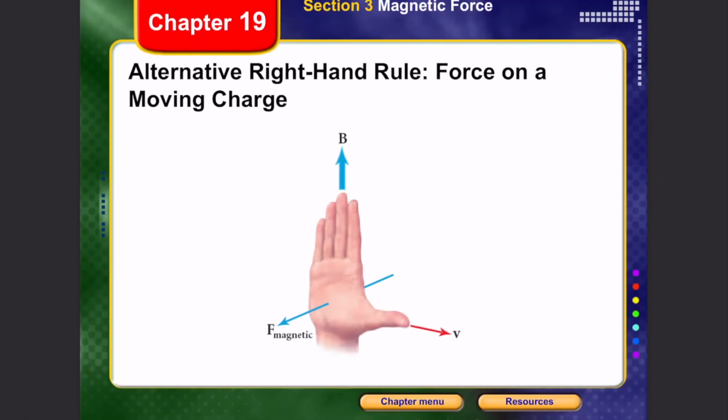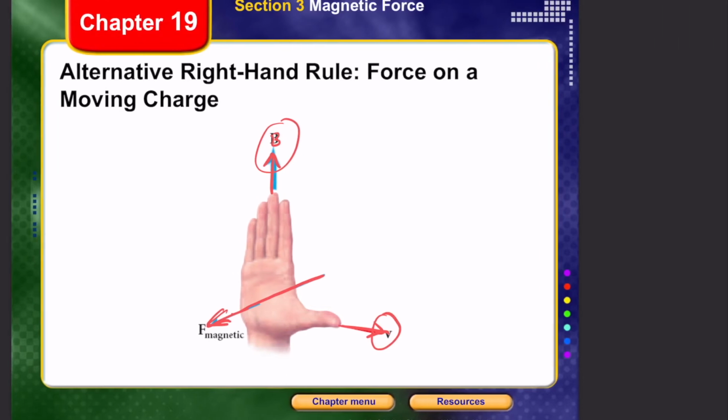So for this we use what we call the right-hand palm rule. Here your palm represents the magnetic force, your four fingers represent the magnetic field, and the thumb represents the velocity. So you have to place your hand in this direction. Only when you place it in this direction will the directions work. So these are perpendicular to each other.